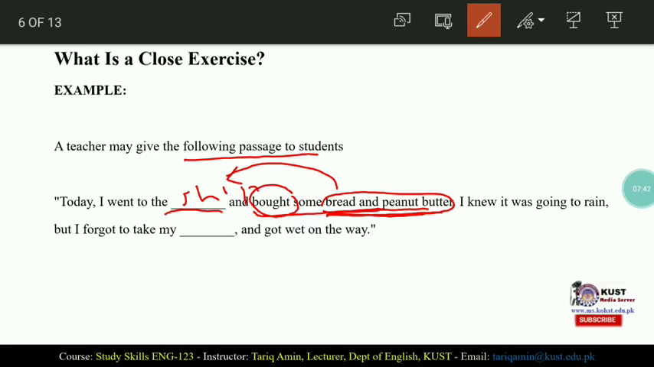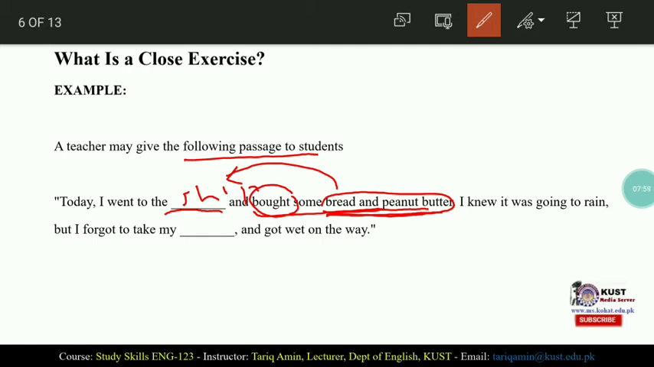So we use knowledge from the text and we use our prior knowledge as well, and on the basis of our prior knowledge and on the basis of the knowledge that we get from the text, we fill blanks. And these strategies help us improve our reading comprehension.